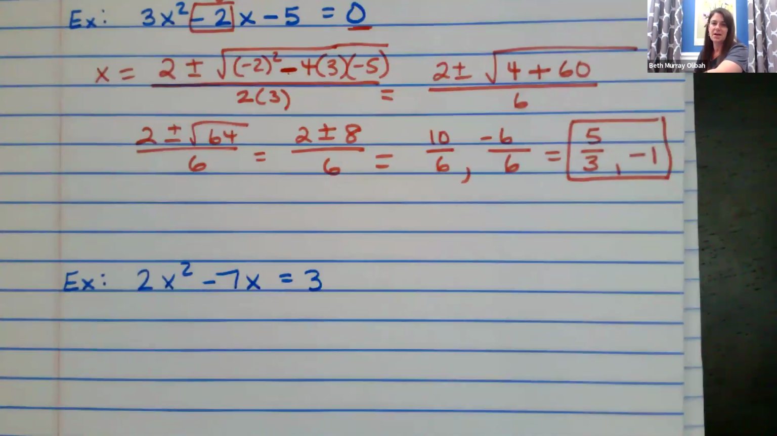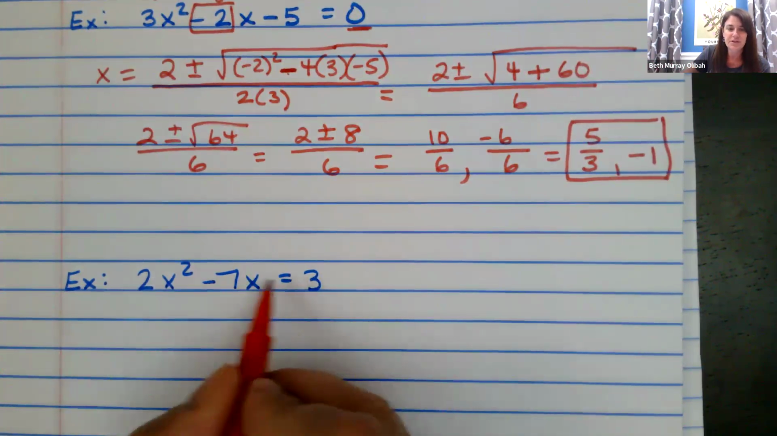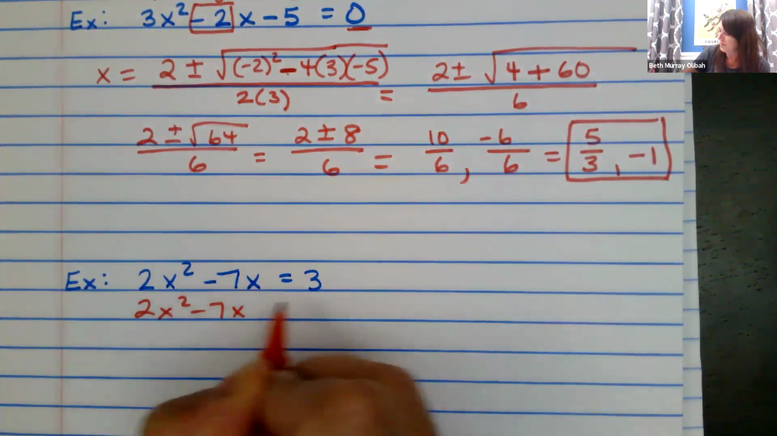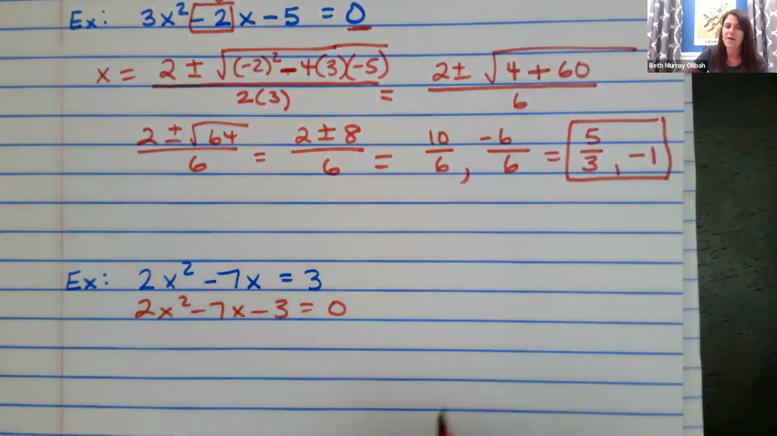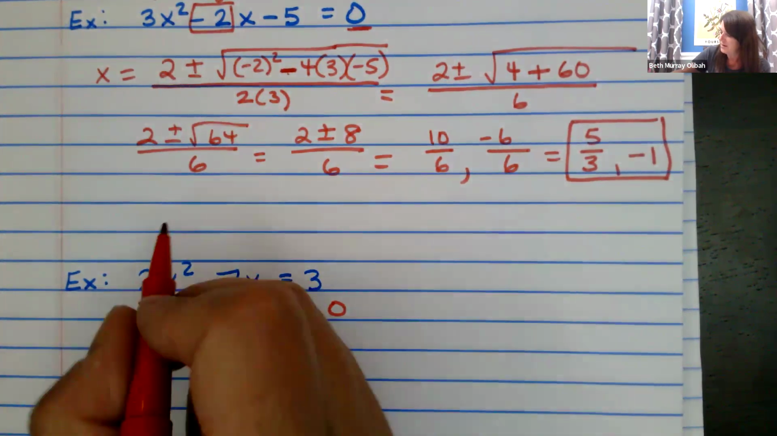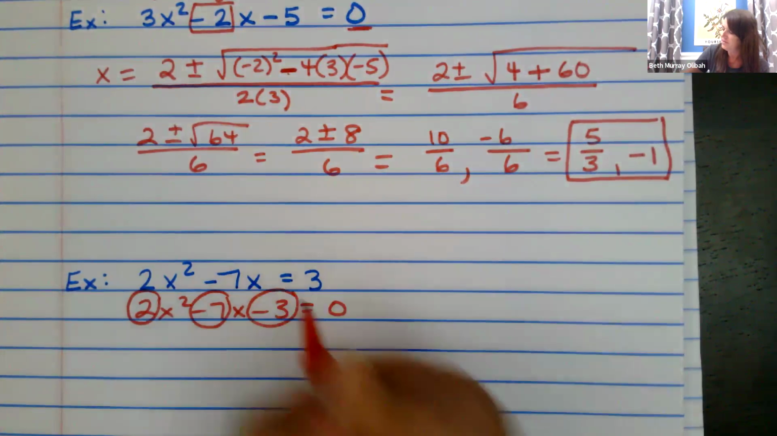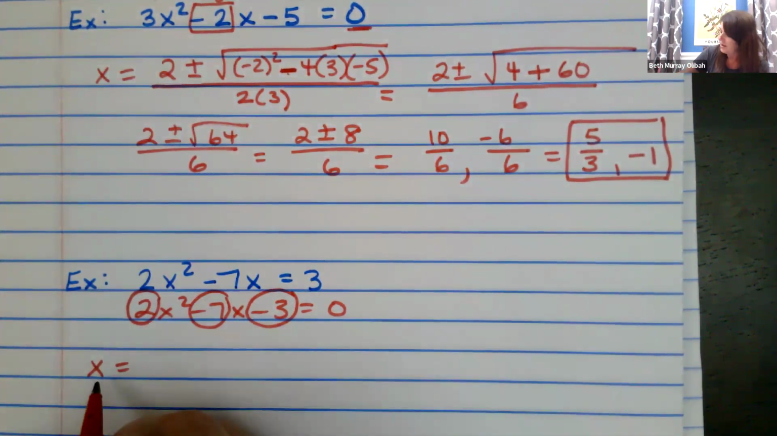Okay, let me do one that's not going to turn out quite as nice. First, notice that this one is not ready to go. So I need to move something. So I'm going to move the 3 so it's all on the same side. Now I'm ready. If you need to take a second to identify your A, your B, and your C to make sure you don't miss anything, and then you can get started.